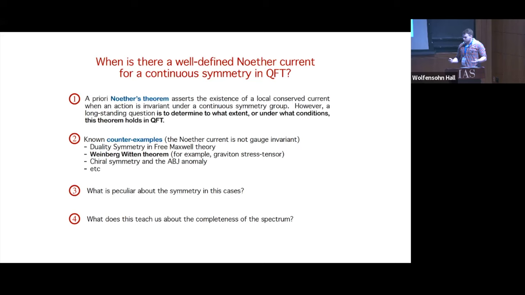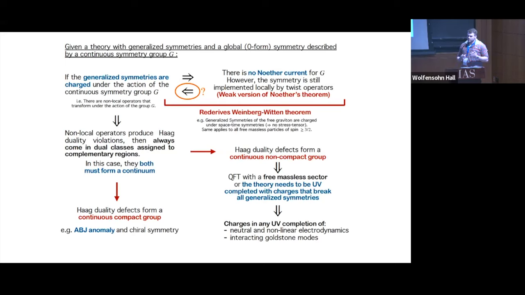The answers we found are related to the presence of generalized symmetries. To be precise, if a generalized symmetry is charged under the action of a continuous global symmetry group G, namely that there are some non-local operators that transform under the action of this symmetry, there cannot be a Noether current for the zero-form symmetry group G. This theorem follows from a proof that is based on characterizing twist operators that are always sure to implement the symmetry locally inside the region by a weaker version of another theorem.